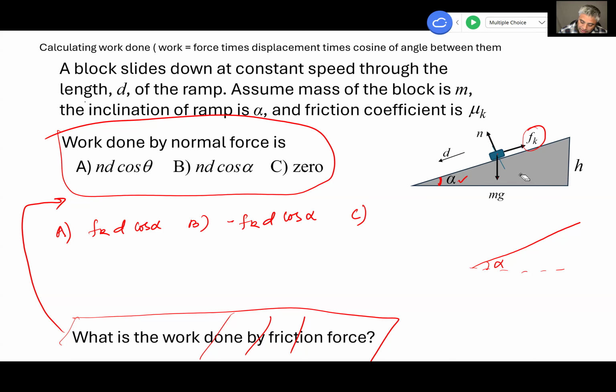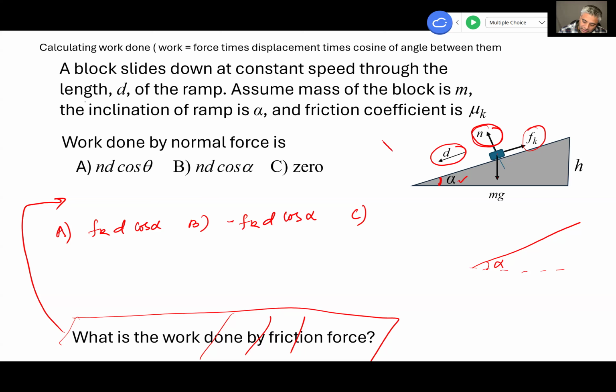How do I figure that out? The work done by the normal force. So we are just interested in this, and the displacement is also shown here. Normal and displacement: see, the normal is perpendicular to the plane. Displacement is along the plane. So the angle between them is 90 degrees. So work done is F d cosine 90 degrees, where F is the normal force. Cosine 90 makes it 0. So that's why C is the correct answer.